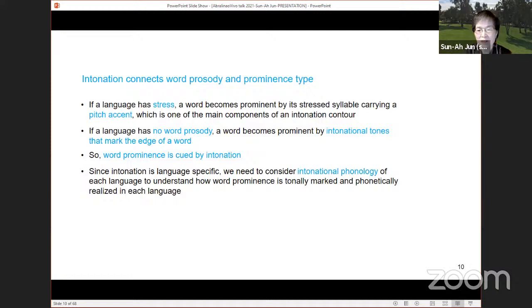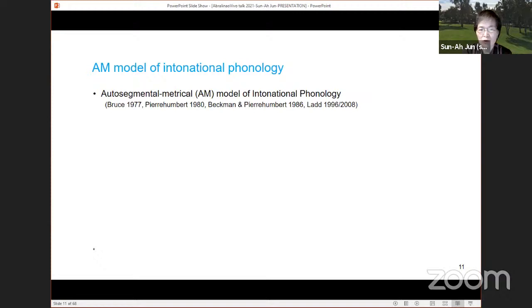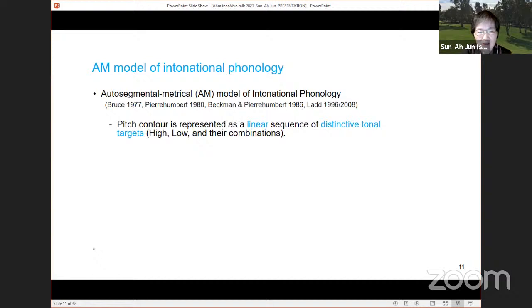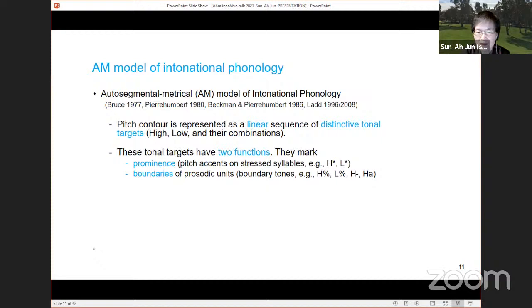So I'll briefly introduce the autosegmental-metrical model of intonational phonology, because this is the model I use to analyze the intonation of various languages. In this model, the pitch contour is represented as a linear sequence of distinctive tonal targets, such as high, low, and their combinations. These tonal targets have two functions. They mark prominence by pitch accents on stressed syllables, like H* and L*. A star tone means it's a pitch accent. They also mark the boundaries of prosodic units, boundaries of higher prosodic units versus lower prosodic units, and these are marked by diacritics after tonal symbols.